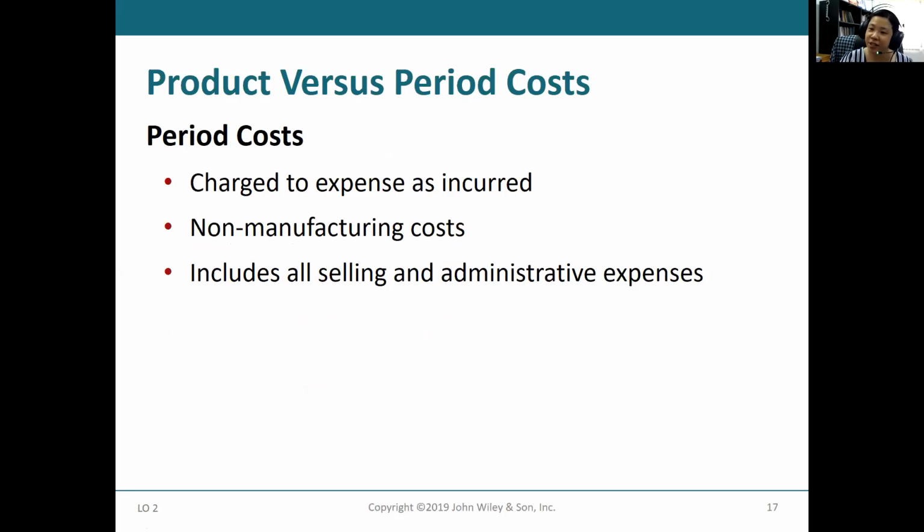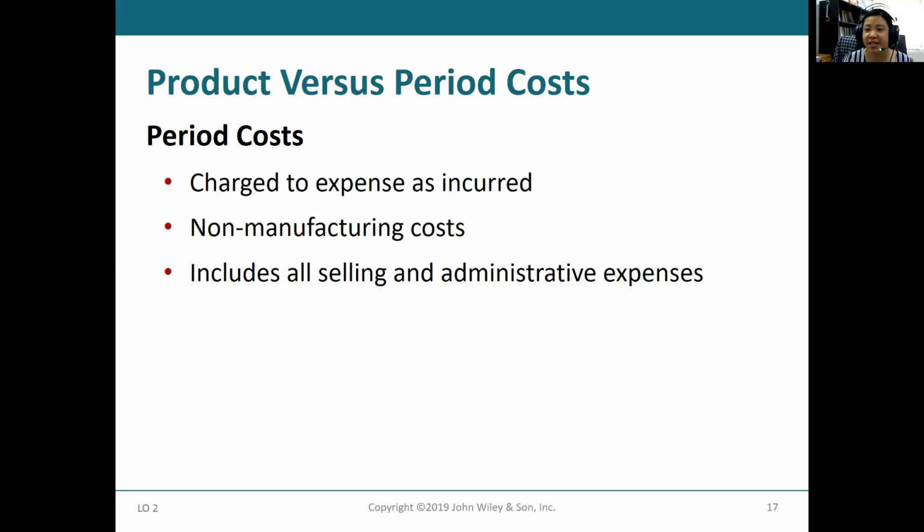Now, period costs are different. They are expenses that we deduct from our income statement, and they are not manufacturing costs. Okay, so remember that they are not manufacturing costs. The period costs are not manufacturing costs. And normally they include two types of costs.